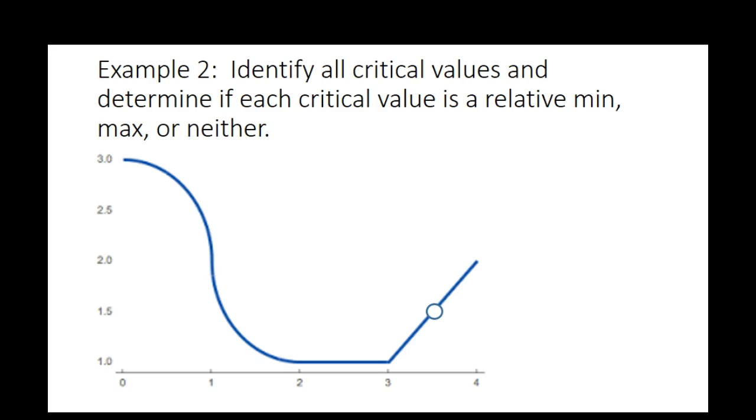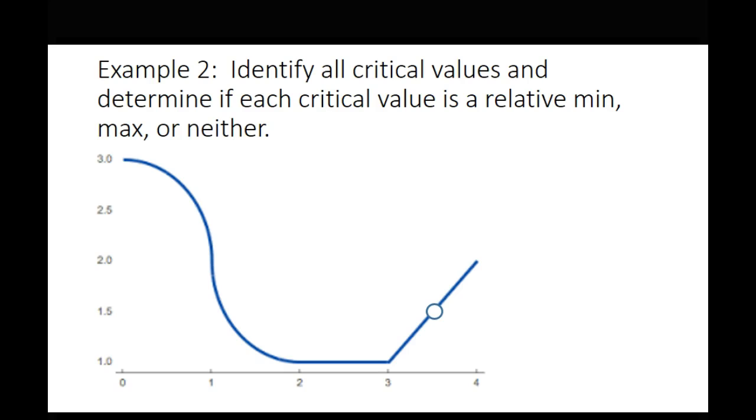All right. Identify all critical values and then determine if each critical value is a relative min, max, or neither. So remember, a critical value is where the slope is 0 or undefined. Okay? So tell me a critical value. 0. So you guys agree that that's a critical value?